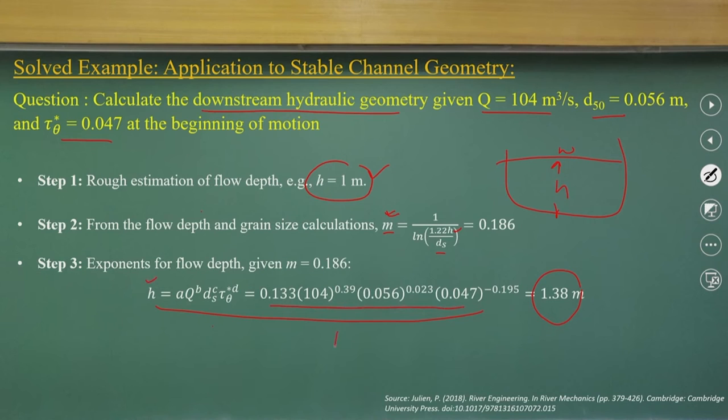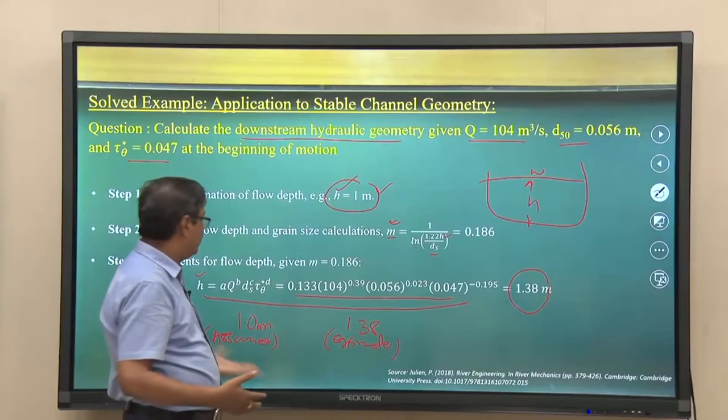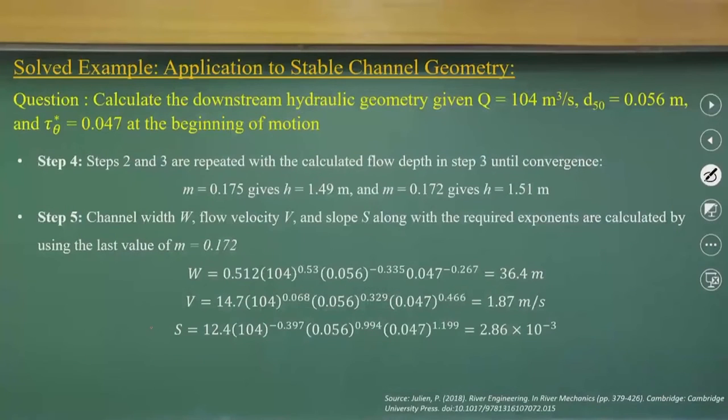So, we found the assumed value is 1 meter, but the estimated value is different, which means there is a lot of difference. So, again by hit and trial method, we change the h value, compute the m value, and again compute h from the regime equations, to see whether the two differ or not. If not, then you can accept that h value.